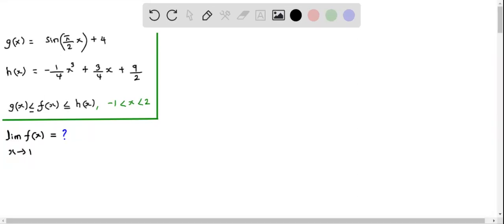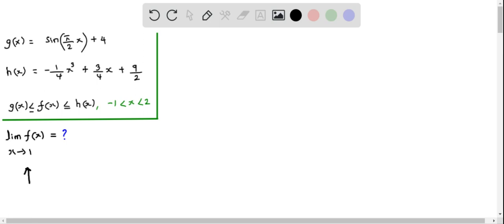In this question, we are given the two functions g of x and h of x, and we are also given that there is a function f of x which lies between g of x and h of x. That is, f of x is greater than or equal to g of x and less than or equal to h of x in the interval x greater than or equal to -1 and x less than 2. And we have to determine this limit, that is, the limit of f of x when x approaches 1.